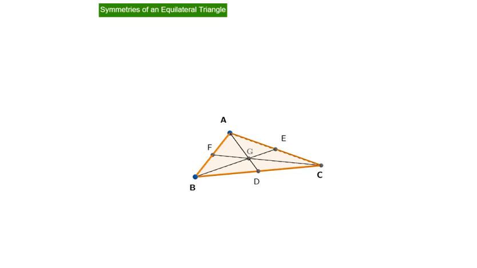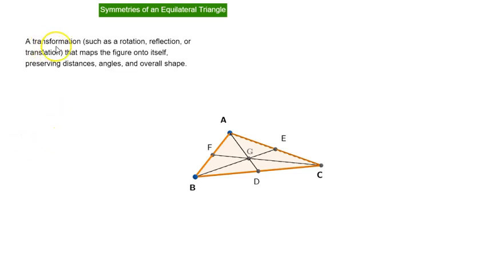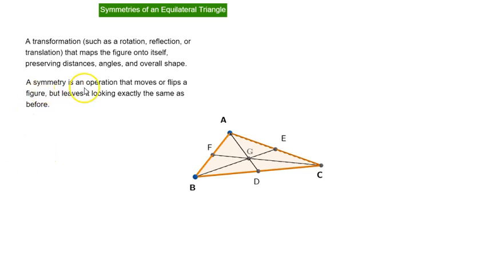Let us look at symmetries of an equilateral triangle. So what is a symmetry? It is a transformation such as rotation, reflection, or translation that maps the figure onto itself, preserving distances, angles, and overall shape. Or in other words, a symmetry is an operation that moves or flips a figure but leaves it looking exactly the same as before.